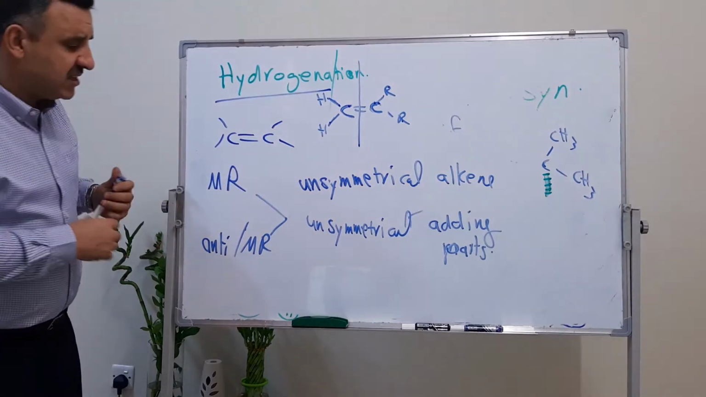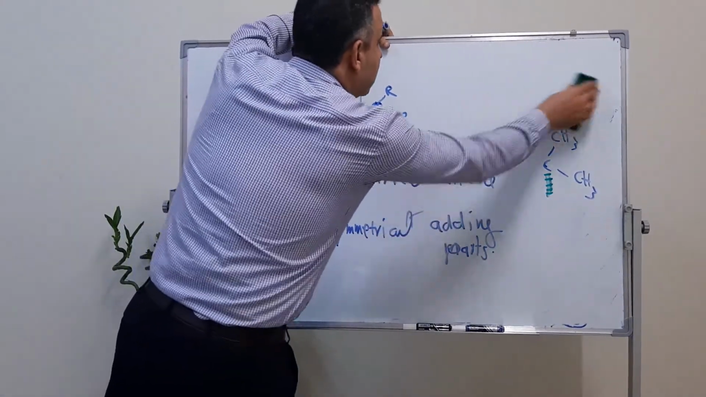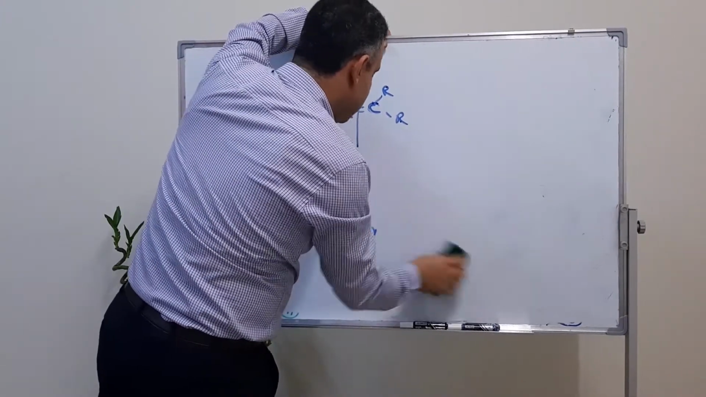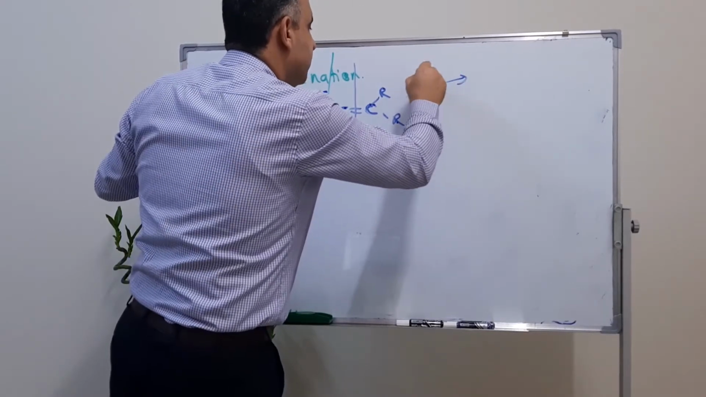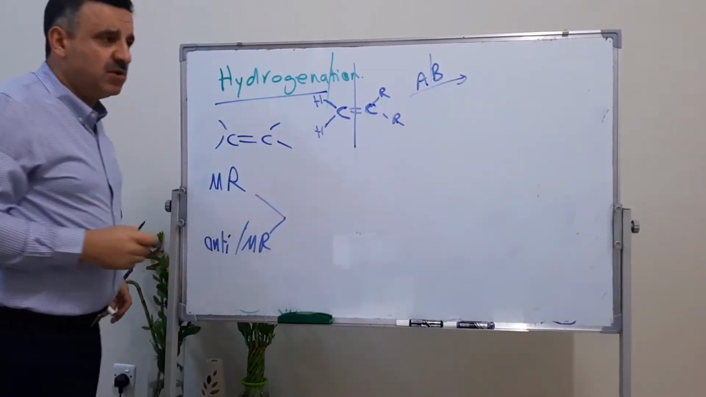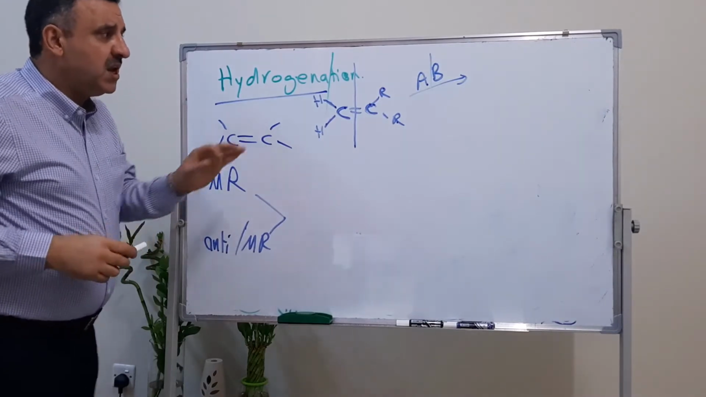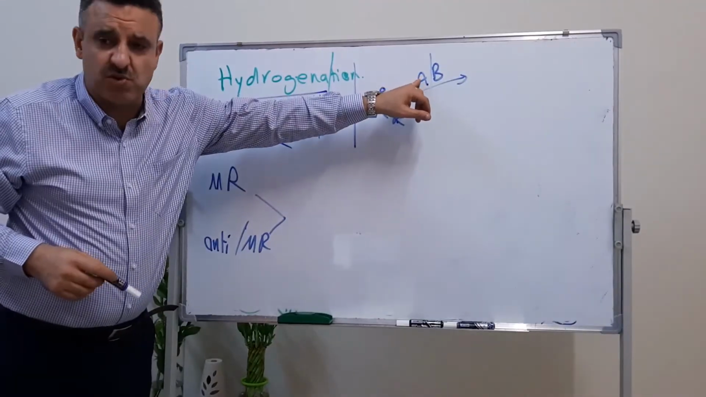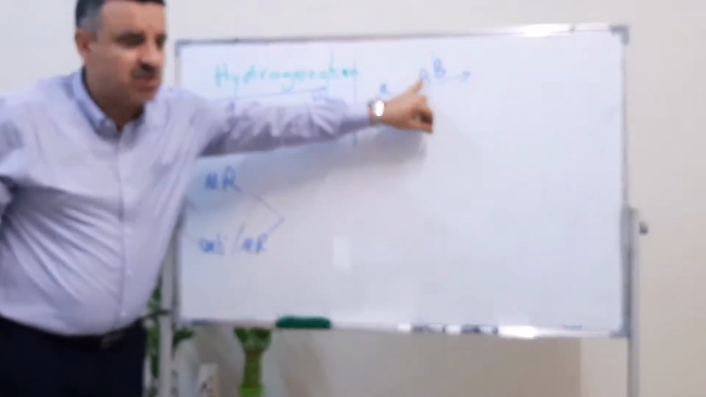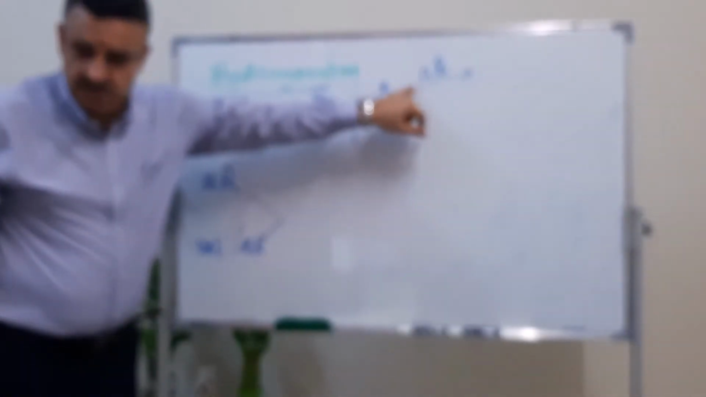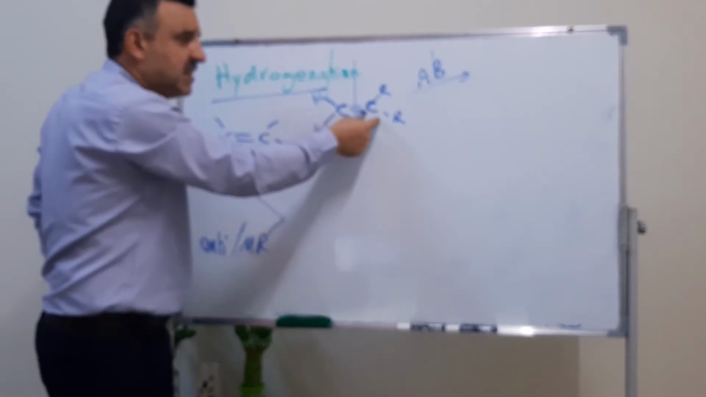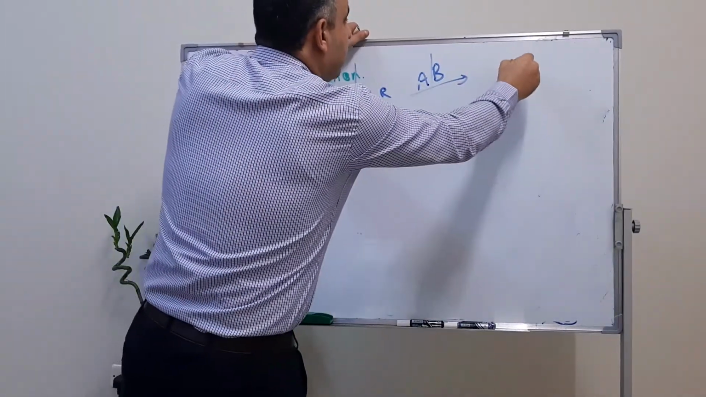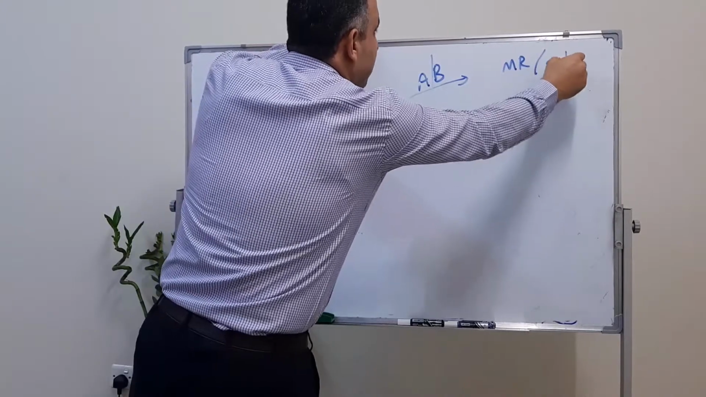So if we allow this unsymmetrical alkene to react with, for example, AB, an adding reagent, so the adding molecules are A and B, do we need to consider the Markovnikov rule here or not? We need it, because simply this is an unsymmetrical reagent reacting with an unsymmetrical alkene. So Markovnikov or anti-Markovnikov must be considered.